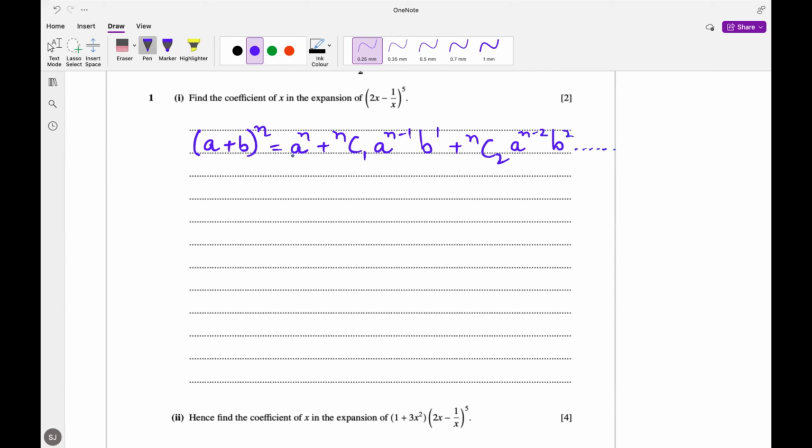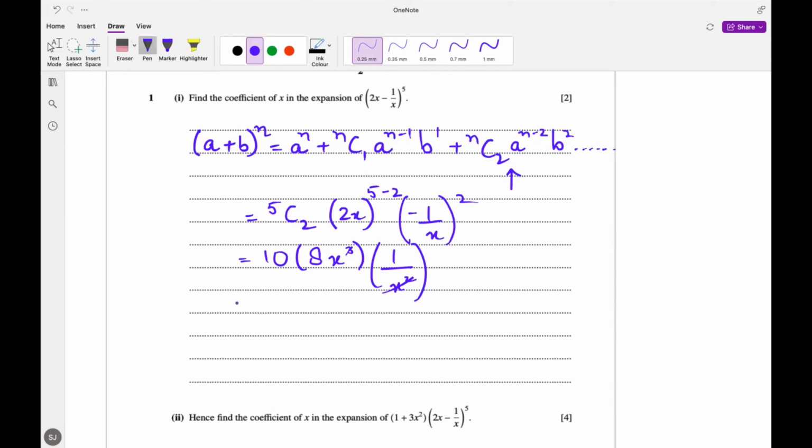Now we can apply the formula and expand it and look for the term in x, or we can directly try and figure out which of these terms will give us a term in x. If I use the term nC2, this will become 5C2. In place of a, we will put 2x to the power 5 minus 2, as n is 5, and b is minus 1/x to the power 2. 5C2 is 10. This will become (2x) cubed, so that will be 8x cubed, and this will become 1/x squared. Simplifying, we'll get 80x, so the coefficient of x will be 80.